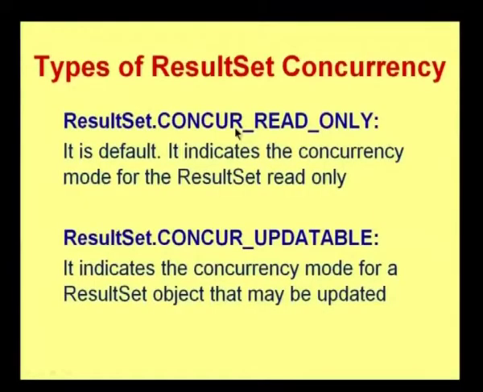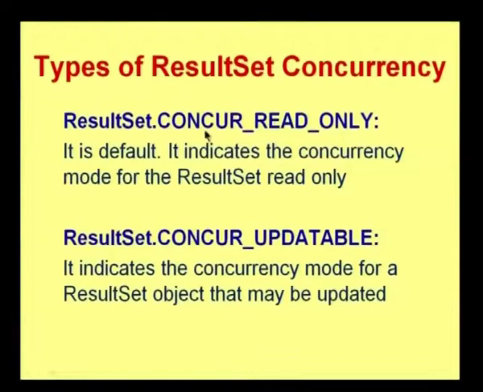Next we will see the types of result set concurrency. Here, ResultSet.CONCUR_READ_ONLY is the default. It indicates the concurrency mode for a result set that is read only. ResultSet.CONCUR_UPDATABLE indicates the concurrency mode for a result set object that may be updated. So, this is related to the concurrency mode. Previously, what we have seen is related to your data as well as whether it is scrollable or not scrollable. Whereas here, this is related to concurrency.